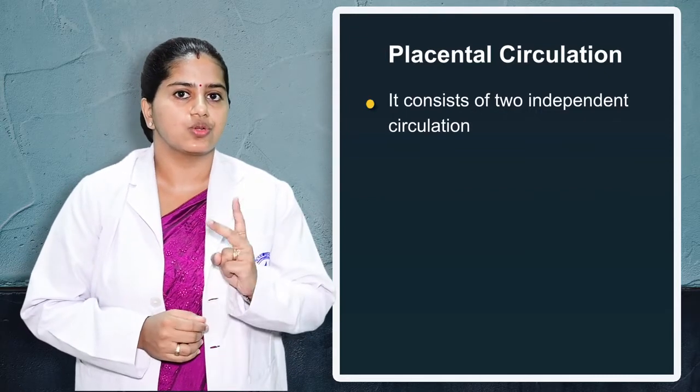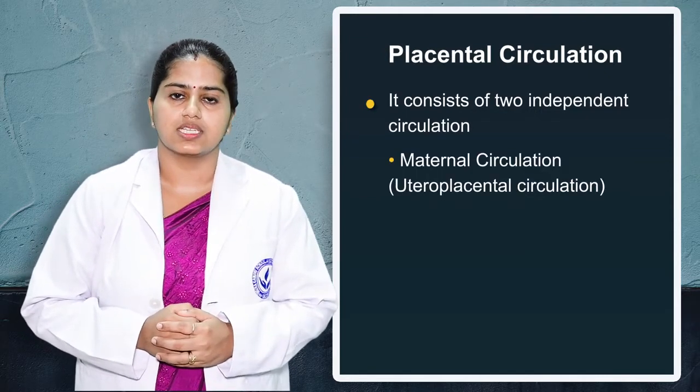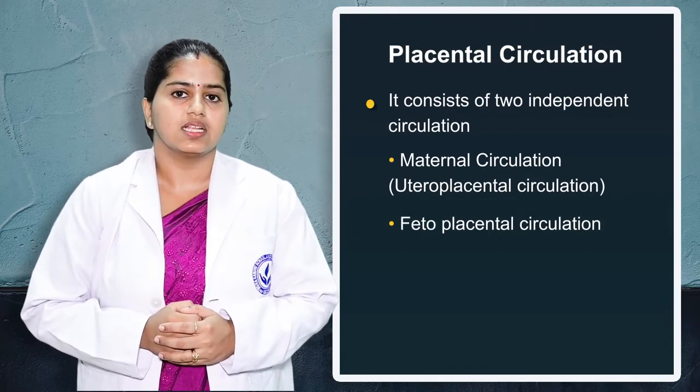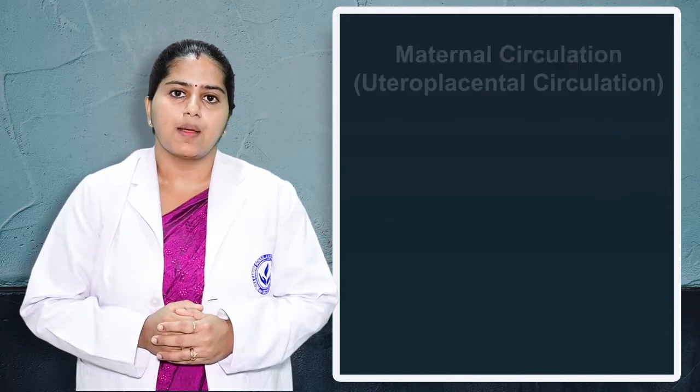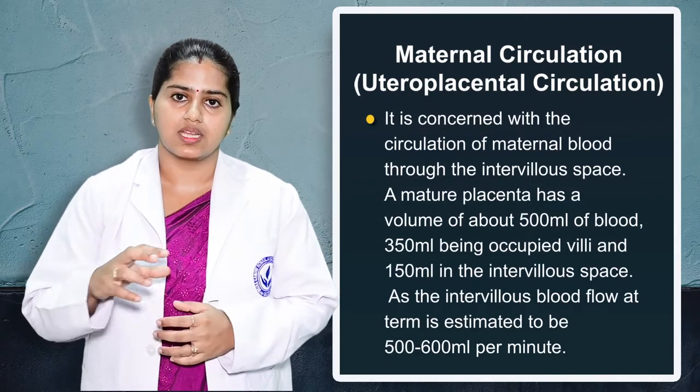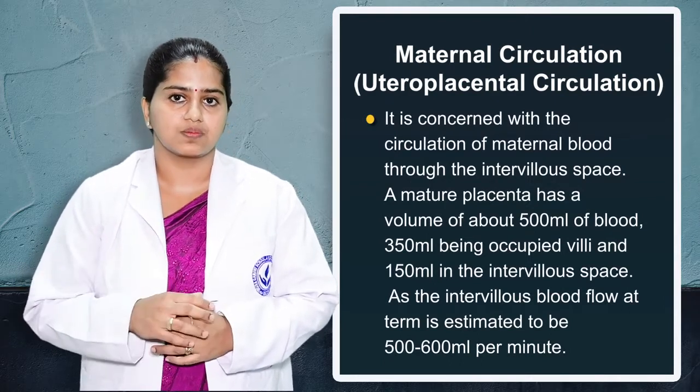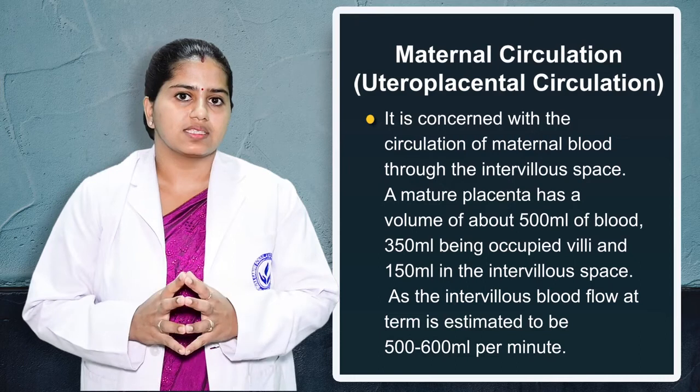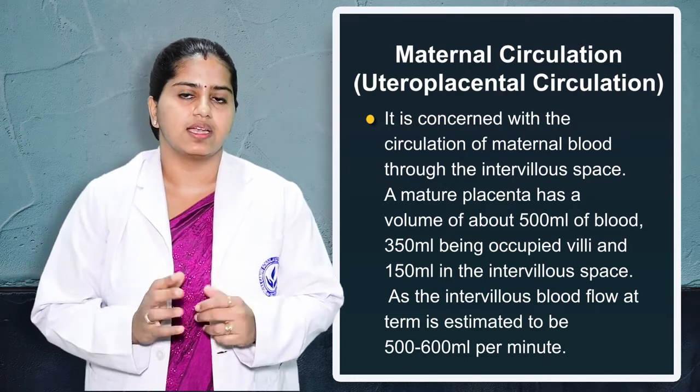Placental circulation is of two types. Maternal circulation, that is uteroplacental circulation. Next one is fetal circulation. Maternal circulation, if you see, takes place in the intervillous spaces. For the placenta, the blood supply will be 500 ml.